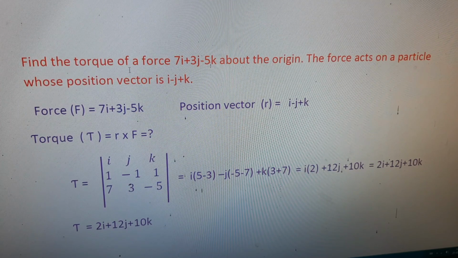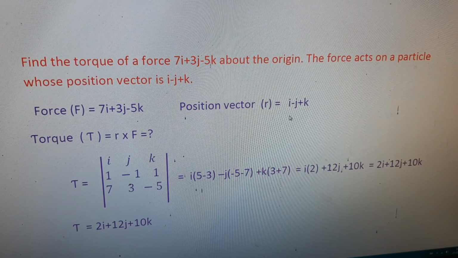And find the torque. So we can calculate the torque. It will be represented by tau is equal to how much. So torque is equal to r cross F, and tau is equal to, we can write the i j k, and next r cross F. So we can take the position vector coefficients: 1, minus 1, 1. So we can write 1 minus 1 1, and it will be cross product with force. So we can take the coefficients of force, 7, 3, and minus 5. So the coefficients are 7 3 minus 5.